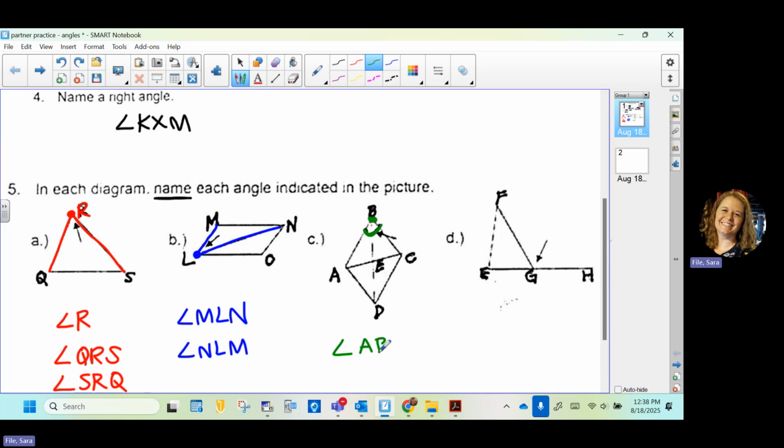ABC. Let's trace it, and I'll show you if I start at A, go to B, and then C, that's the angle that they're pointing at. That's good. Or you can go backwards, CBA.